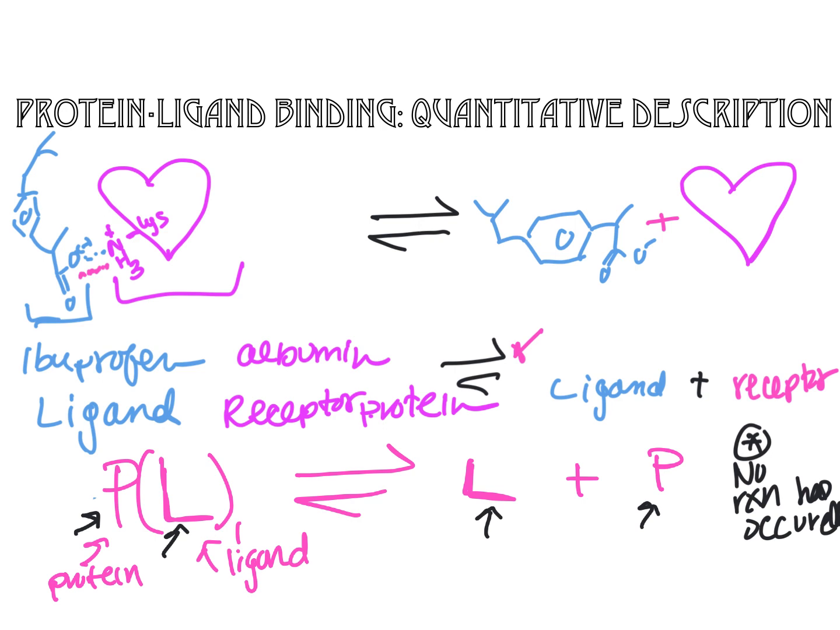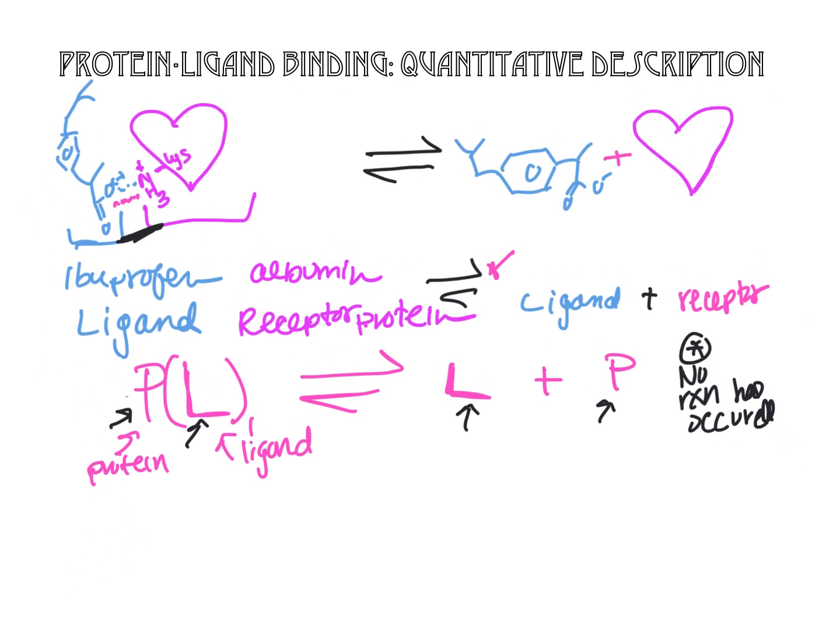Okay, so reversibility has to do with the fact that when the two are connected, it's non-covalently, and that this could go back and forth and back and forth and back and forth. Now, that's sort of the conceptual understanding of what we call protein binding, but because it's biochemistry, we like to have a quantitative way of figuring out the degree of binding, like how good is this ibuprofen at binding to serum albumin.